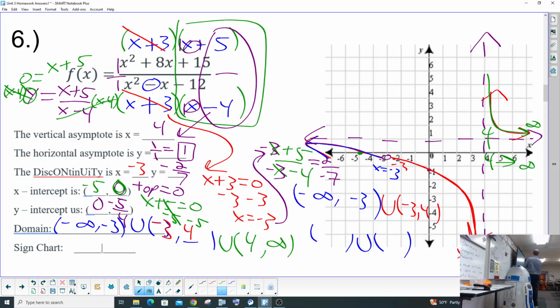And then sign chart. Hey, this sign chart's not too bad. It'll be positive, then we hit our x-intercept. So positive, and then negative, and then positive. Positive, negative, positive is our sign chart. And where does it change? It changes at our x-intercept, which is at -5. It also changes at 4, which is our vertical asymptote. There's our sign chart.